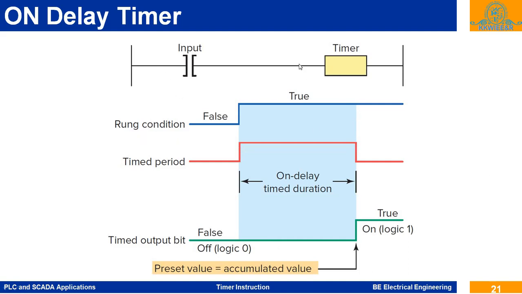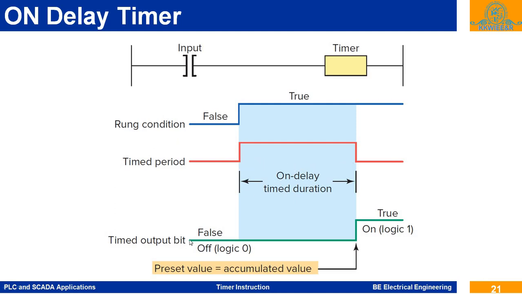Now this is an input timer. When this input is true, the run condition is true here. When this run condition is true, your timer instruction is true, and your timer period starts incrementing toward your preset value. So this is the time period, the delay period set in the preset value.